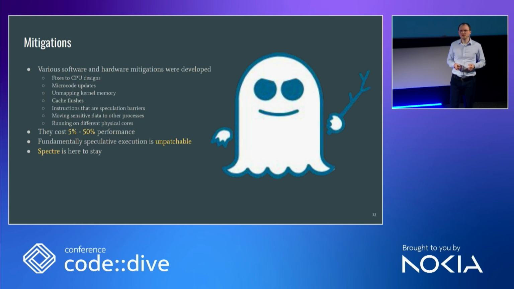Compilers can inject extra instructions when they detect some fragments of code that might be potentially exploitable by some of those attacks, and they will insert instructions that prevent speculative execution.